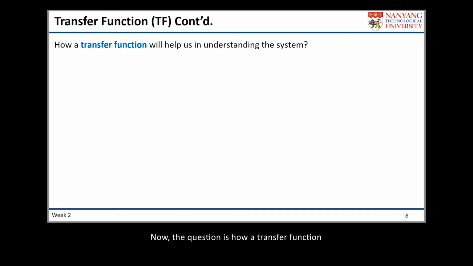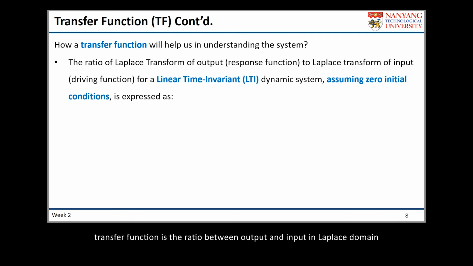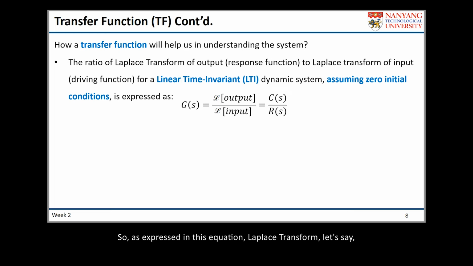Okay, now the question is how a transfer function will help us in understanding the system. We have already discussed in the previous slide that the transfer function is the ratio between output and input in Laplace domain by assuming all the initial conditions equal to 0. As expressed in this equation, the Laplace transform of the ratio between output and input is the transfer function, let's call it G(s) here. So the transfer function is equal to the ratio between output, let's call it C(s) here, and input R(s) here. Both of them are in the Laplace domain.